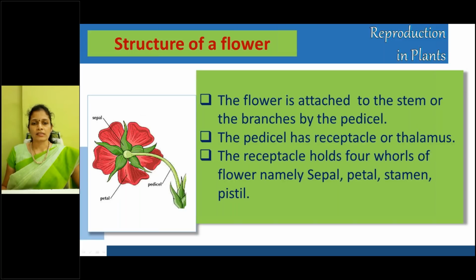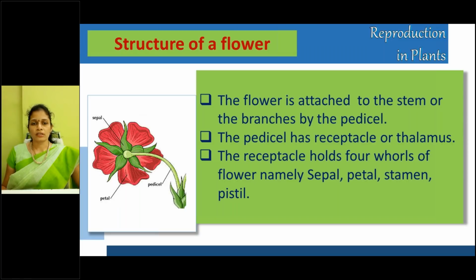The pedicel has a receptacle or thalamus. The receptacle is a swollen part which holds four whorls of the flower. Those are sepals, petals, stamen, and pistil.